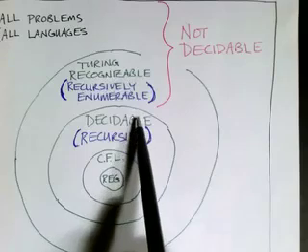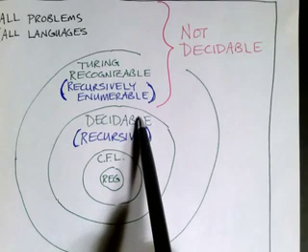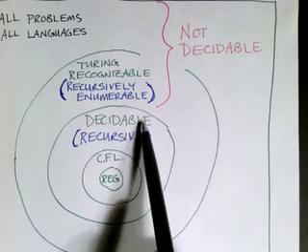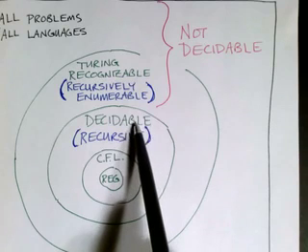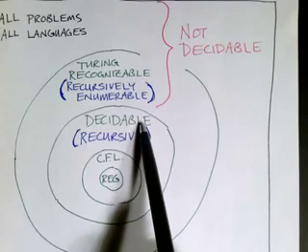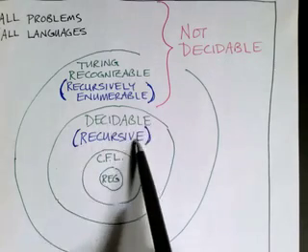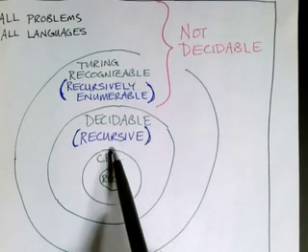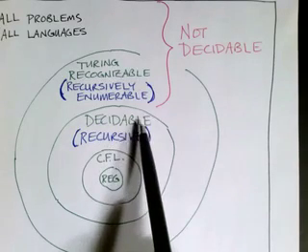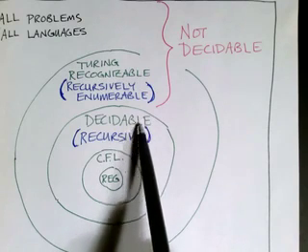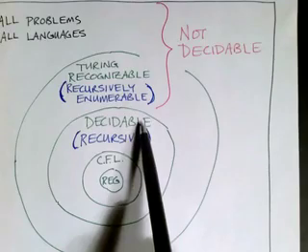If a language can be decided by a Turing machine, then it's a decidable language. In other words, if an input can be determined to be in the language or not in the language by some Turing machine that always halts, then the language is decidable. And we say that that Turing machine decides the language. A Turing machine that is a decider will always halt, either accepting or rejecting as appropriate for the input string.